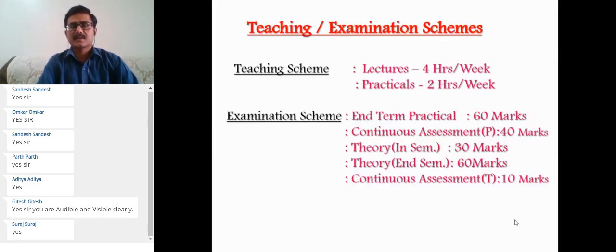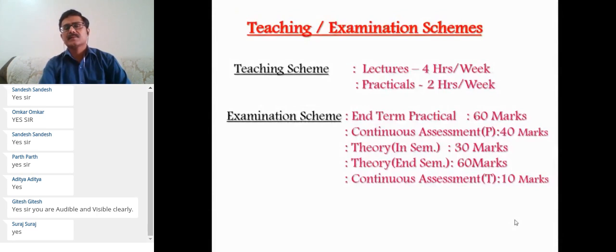So these first two lines are there for the practical examination assessment, 60 marks and 40 marks respectively, thus comprising the total 100 marks. And then the evaluation for the theory course, power plant engineering theory subject. Midterm or the in-semester examination of 30 marks, and comprehensive examination, which is based upon the entire syllabus, unit number 1, 2, 3, 4, and 5, all the units.